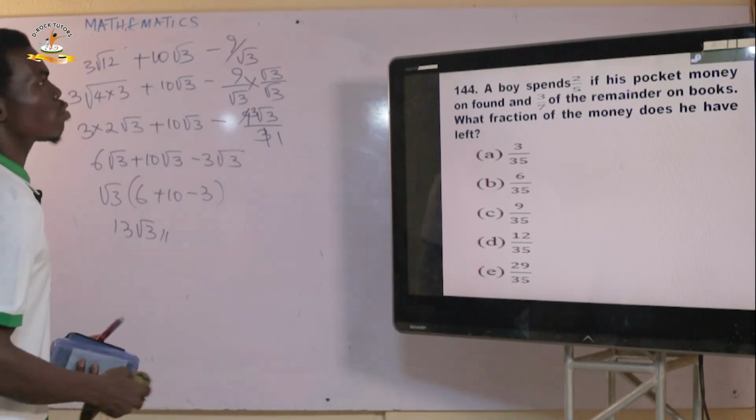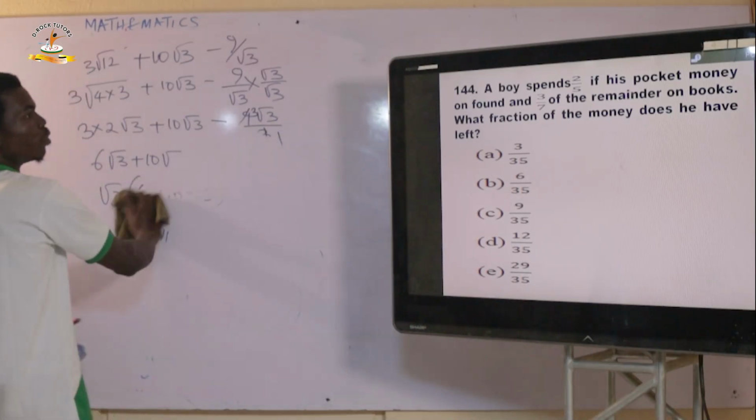Alright, a boy spends 2/5 of his pocket money on food.